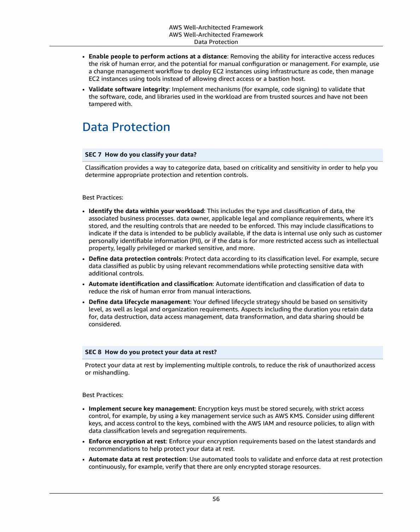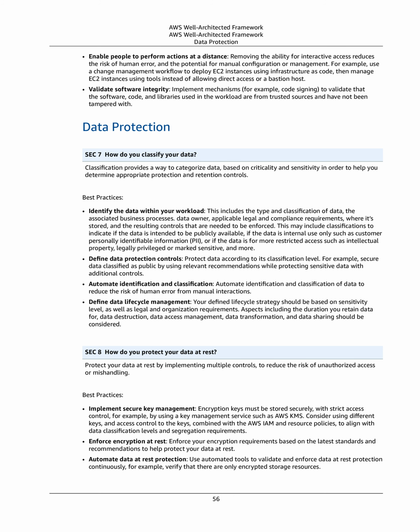Data protection. SEC 7: How do you classify your data? Classification provides a way to categorize data, based on criticality and sensitivity in order to help you determine appropriate protection and retention controls. Best practices. Identify the data within your workload. This includes the type and classification of data, the associated business processes, data owner, applicable legal and compliance requirements, where it's stored, and the resulting controls that are needed to be enforced.